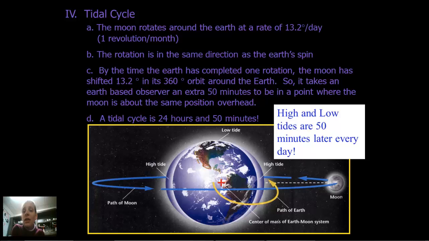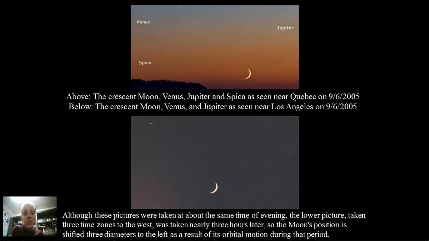So high and low tides are 50 minutes later every day. So let's take a look at what this looks like. These are two images of the crescent moon, Venus, and Jupiter, as seen in Quebec and as seen in Los Angeles. These pictures were taken at about the same time of evening, but the lower picture, which is taken 3 time zones to the west, was taken nearly 3 hours later, so the moon's position has been shifted to the left as a result of its orbital motion during that period.